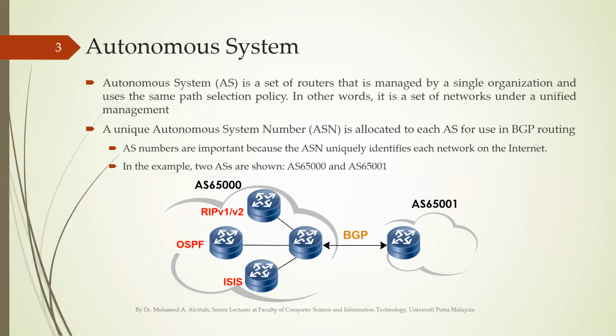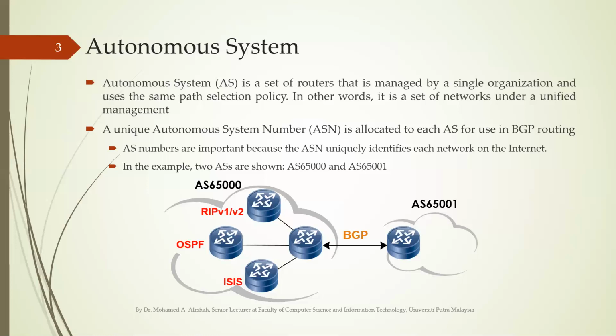So a unique autonomous system number is actually a number to identify the autonomous system. So it's a unique number, globally a unique number. It's allocated to each autonomous system for use in BGP routing. So the identification of the autonomous system is based on this number. So this number is going to be used later for routing purposes and so on.